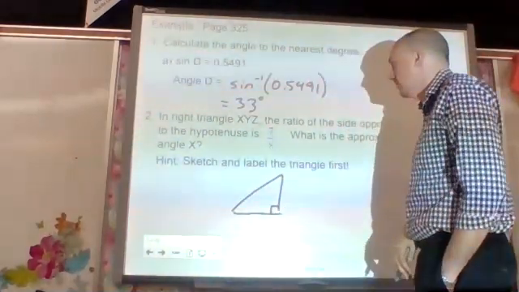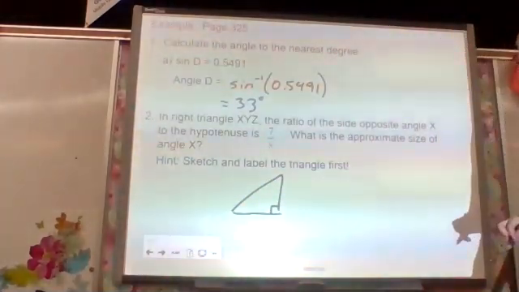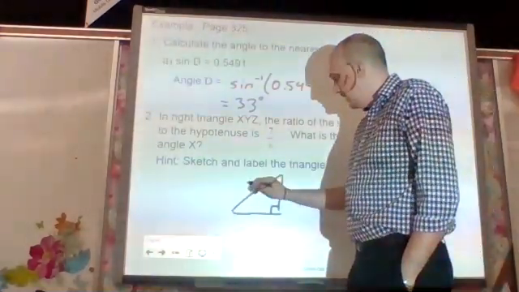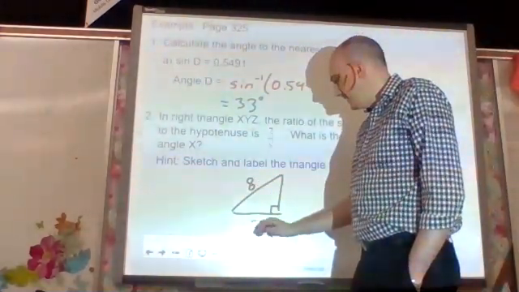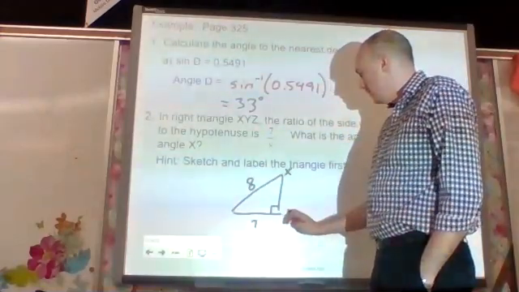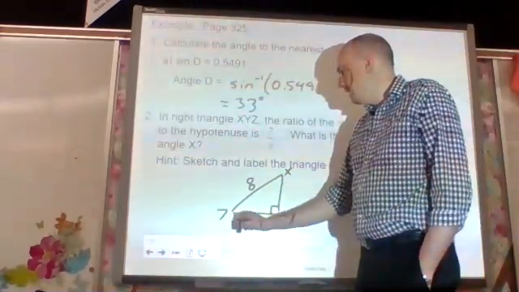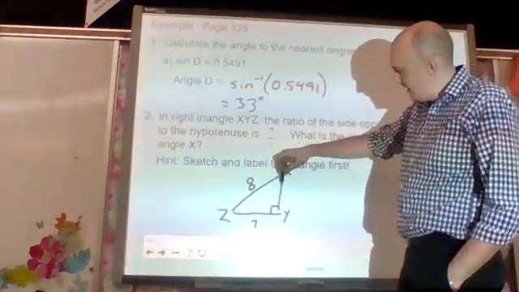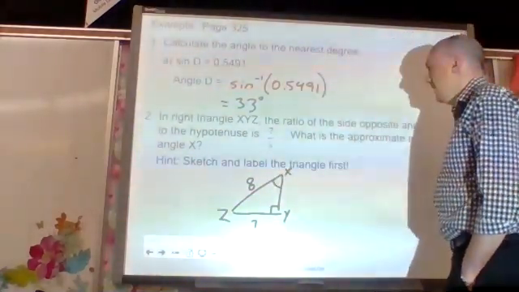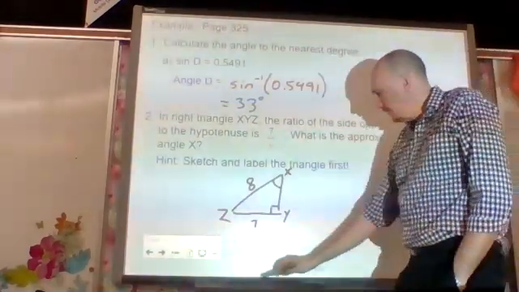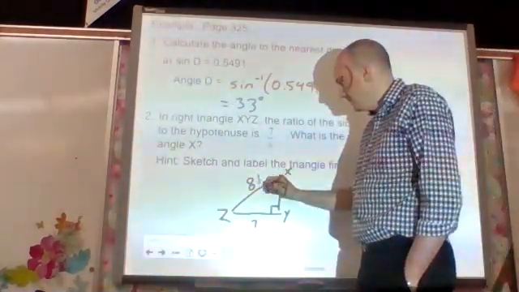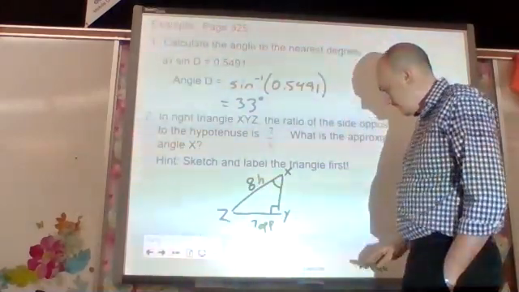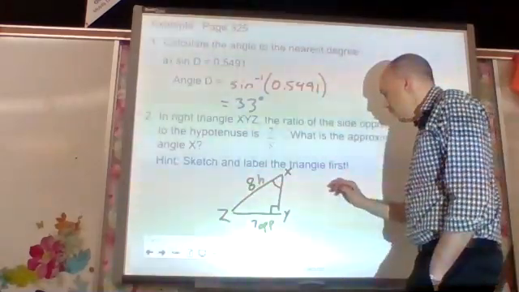Here's a right triangle, XYZ. The ratio of the side opposite angle X to the hypotenuse is 7 to 8. What is the approximate size of angle X? Well, this is the hypotenuse, and this is the opposite.